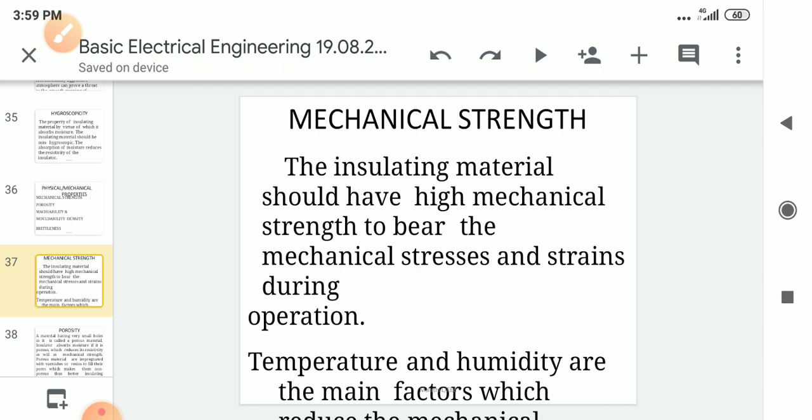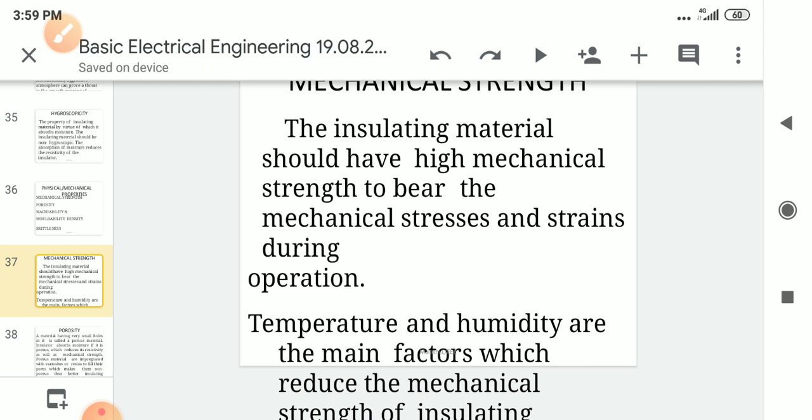And its mechanical strength will be low. Due to the hotness of this weather condition, some insulation materials melt. And humidity, all these things appear due to bad weather conditions. So temperature and humidity are the main factors which reduce the mechanical strength of the insulation material.